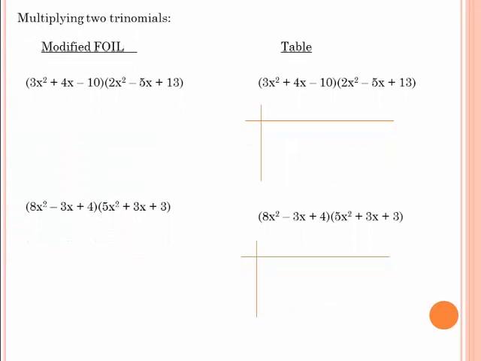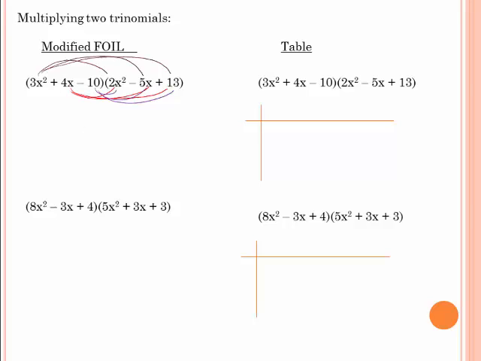Okay, multiplying two trinomials. Here's where we start to get a little bit complicated with the modified FOIL. So I'm just going to show the lines. I'm going to have to multiply these three here, then these three, then these three. And you can see how the lines get kind of mixed up in here. It can be kind of hard to keep track.